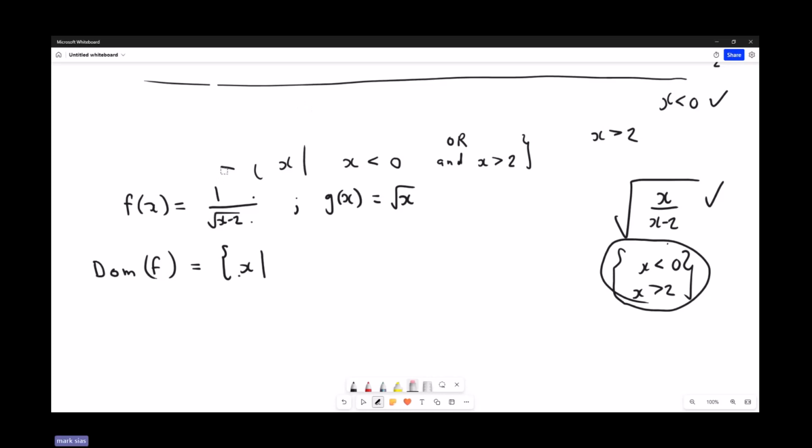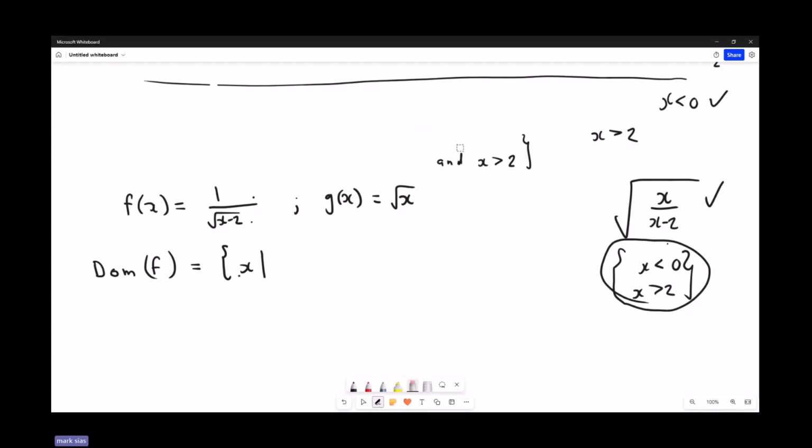Can anyone tell me what is the domain of f there, guys? Do we agree that it is the set of x greater than 2? Are you happy with that statement? Is everyone in agreement when I say that the domain of f is the set of x greater than 2, guys?